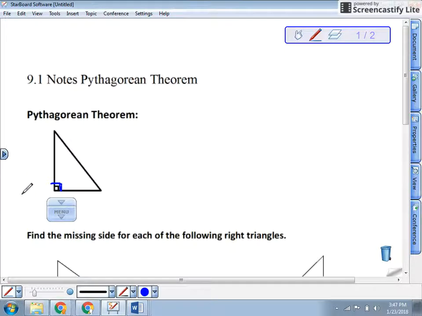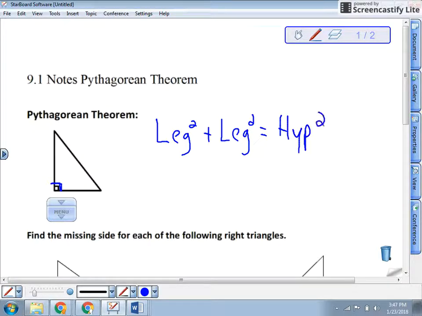So the Pythagorean Theorem, what is it? All right, here it is. It is the leg squared plus the leg squared, and it always equals the hypotenuse squared. I'm just going to write HYP.